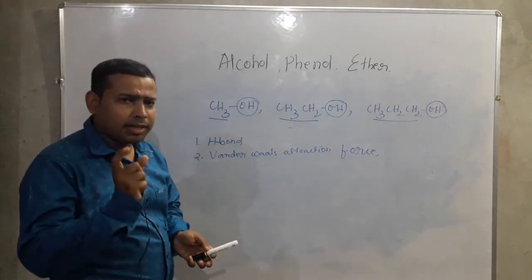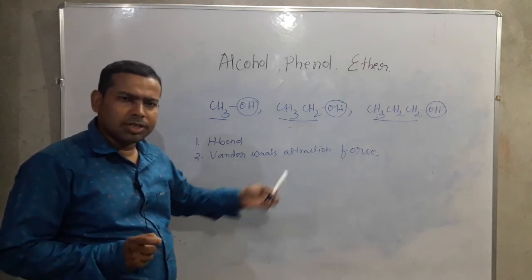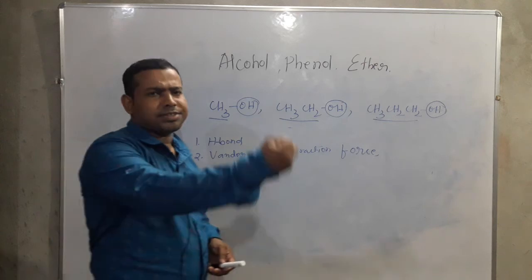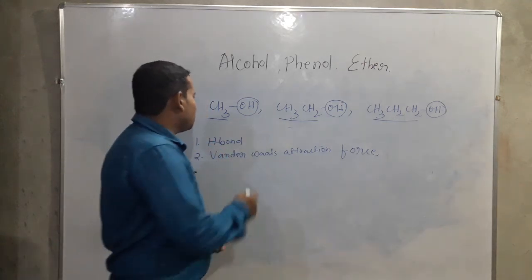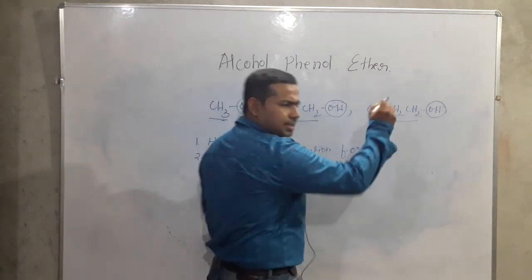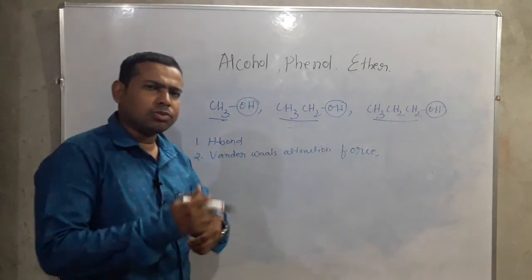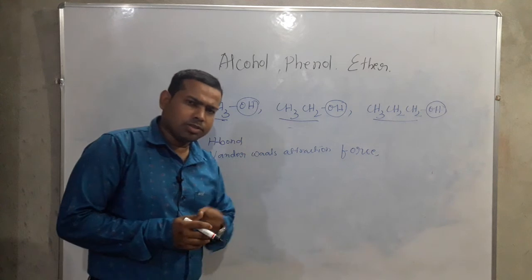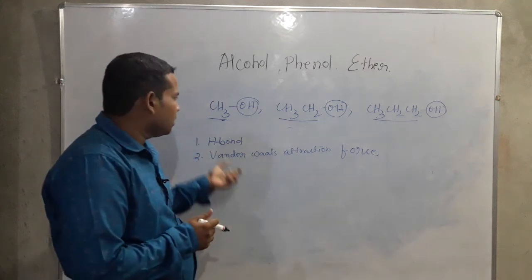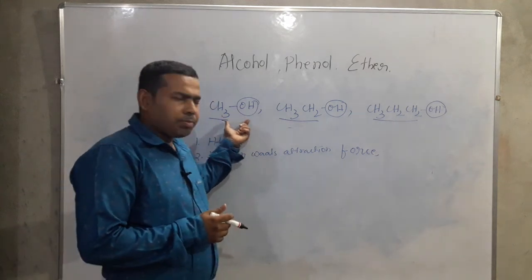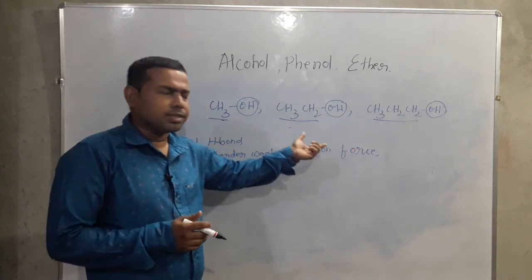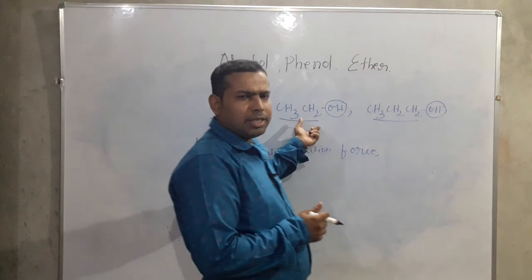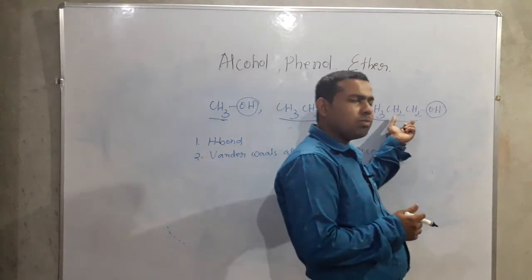But there is another force, the van der Waals attraction force. This van der Waals attraction force increases with increase of size. Clear, people? So from left to right size increases, so van der Waals attraction force also increases. So due to the van der Waals attraction force as well as hydrogen bond, from left to right boiling point increases. That is, methanol has a lower boiling point compared to ethanol. Ethanol has a lower boiling point compared to propanol.